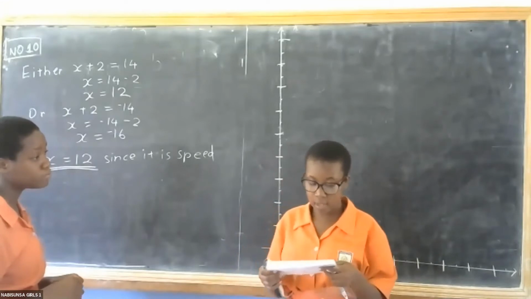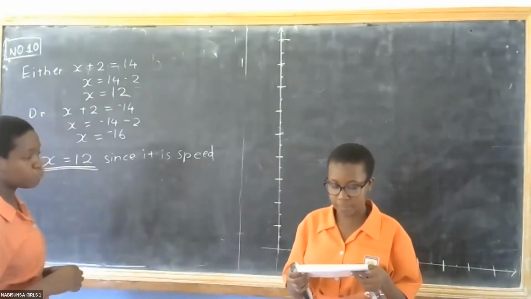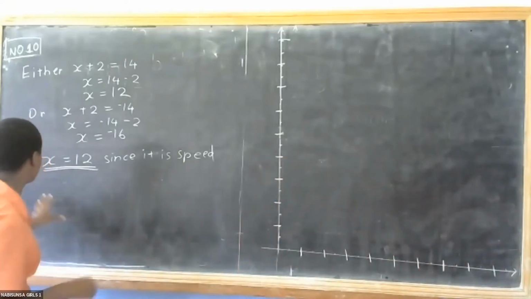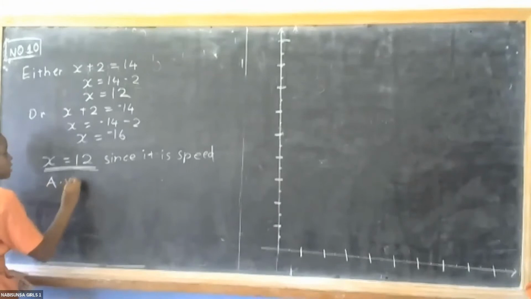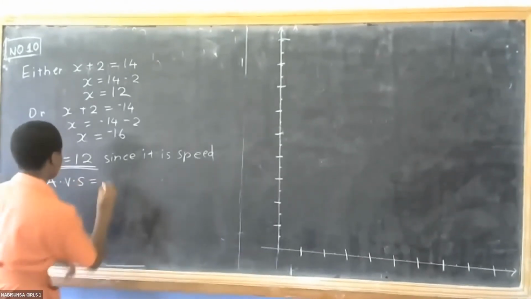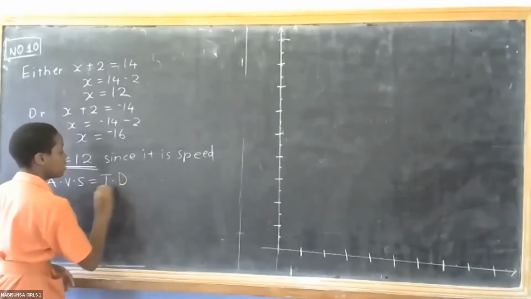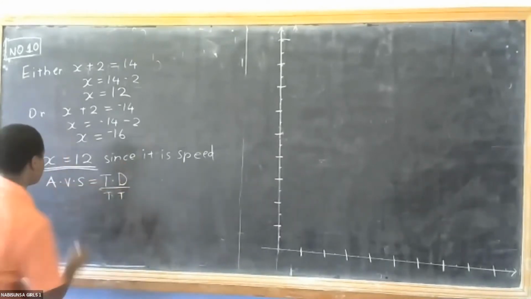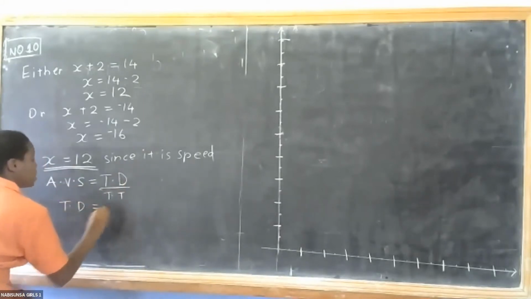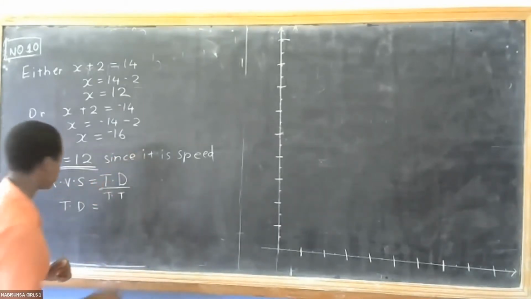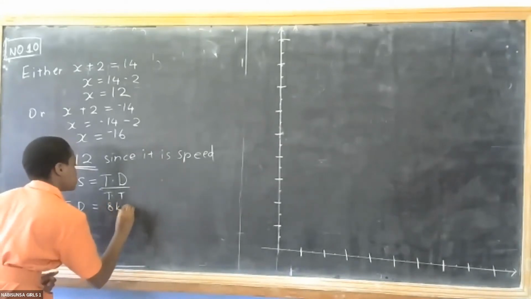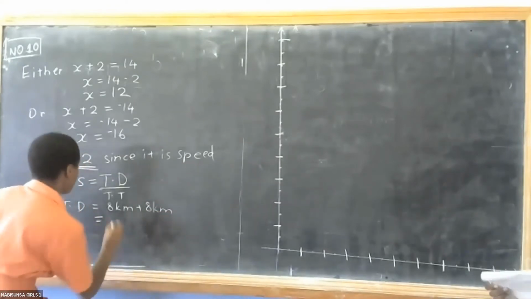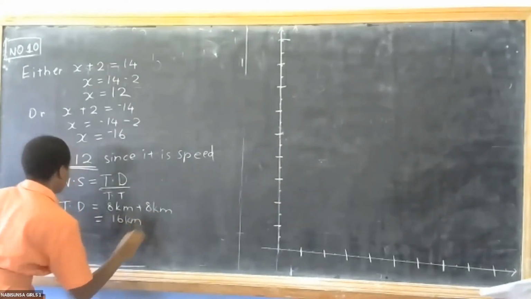And the next part is, what is the average speed for the uphill and downhill journey? To get the average speed, you have to take the total distance covered out of the total time taken. To get the total distance, it will be uphill plus downhill distance. So it will be 8 kilometers plus 8 kilometers, and our total distance will be 16 kilometers.